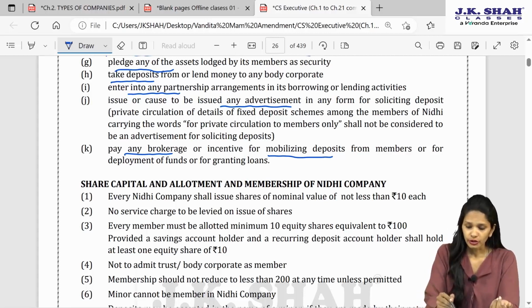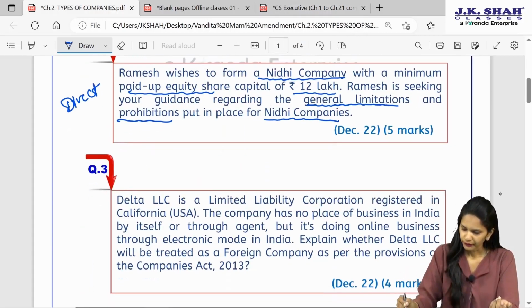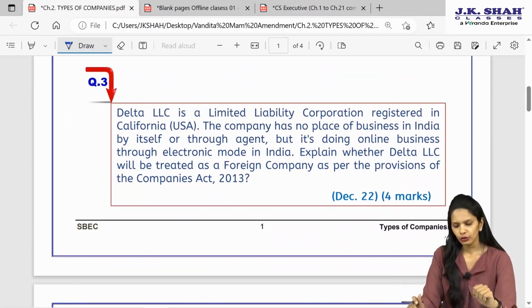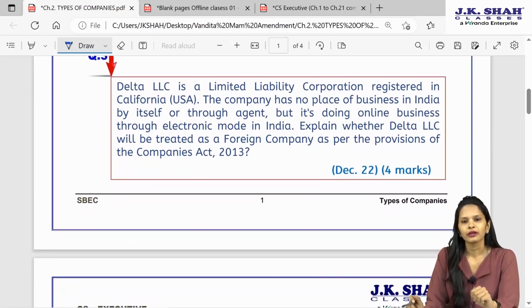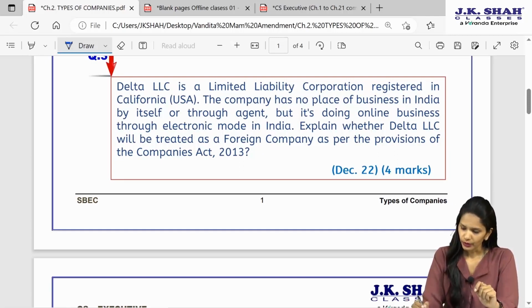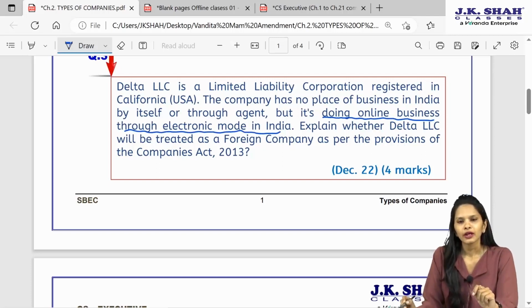So this was your question 2 which we have discussed. Going to the third question, students. Now Delta LLC is a limited liability corporation registered in California. Okay, the company has no place of business in India by itself or through agent, but it's doing online business through electronic mode. So now when you find such kind of lines in your paper, what you can do is just underline. Okay, so now we have to explain whether Delta LLC will be treated as a foreign company as per provisions of Companies Act 2013.